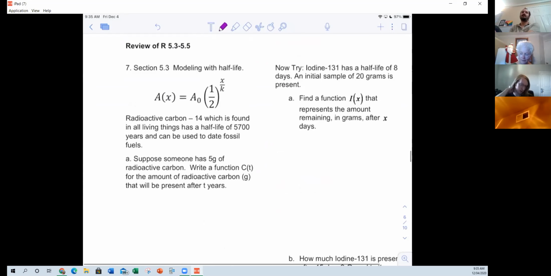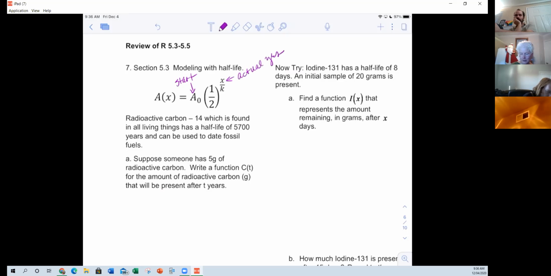Okay, so the half-life formula, the A naught, this is our starting amount. The X is the actual number of years. And the K is the half-life.